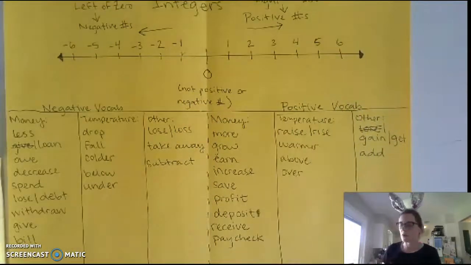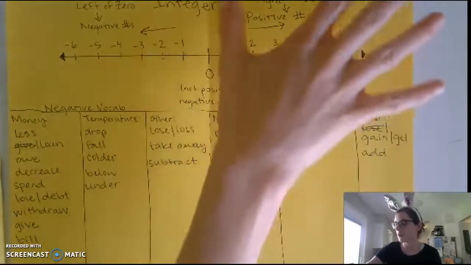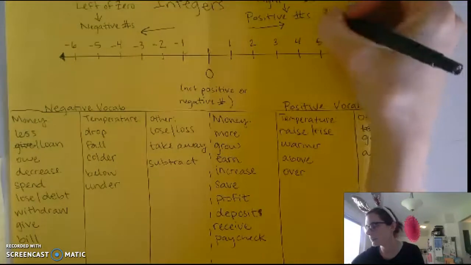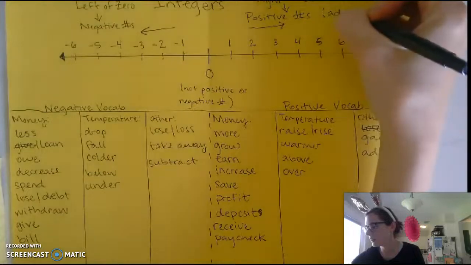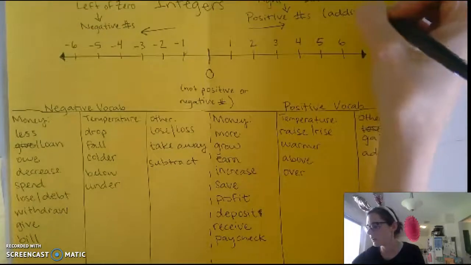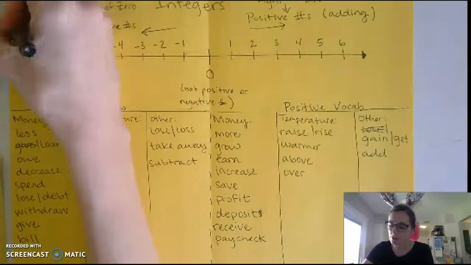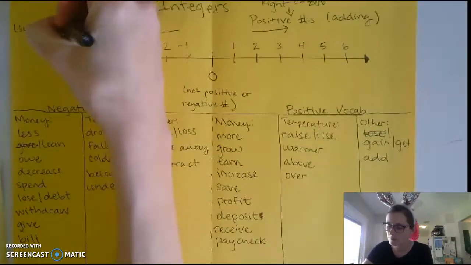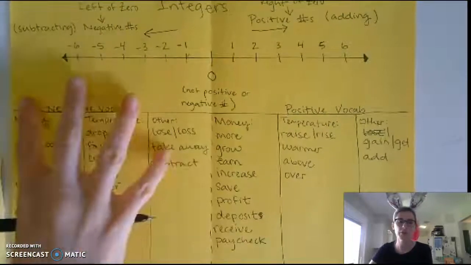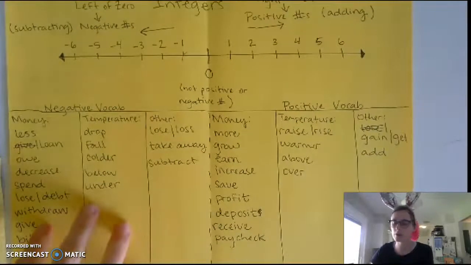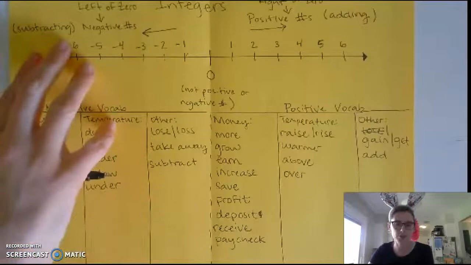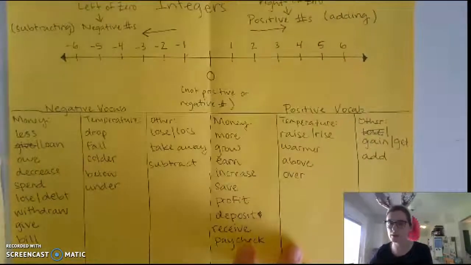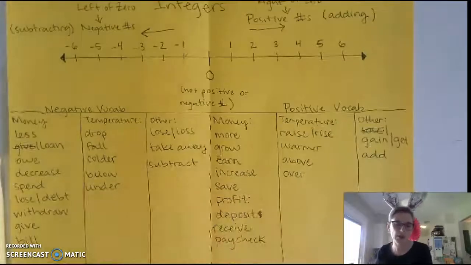Okay, so I just want you to be aware that on the positive side, you're generally adding. And on the negative side, you're generally subtracting. So if you hear one of those negative words, you're going to be subtracting from it. If you hear one of those positive words, you're going to be adding to it. And we're going to practice that a little bit.